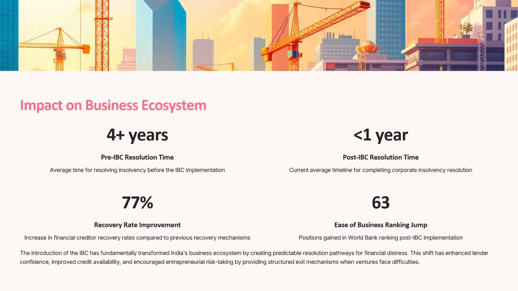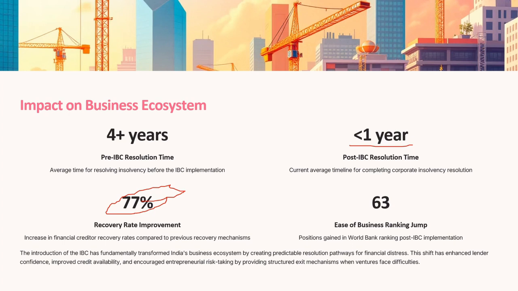And what is the impact on the business ecosystem of this IBC? Before IBC resolution, the process time was 4+ years. So the average time for resolving insolvency before the IBC implementation was 4+ years. But after the IBC resolution, time has gone down to less than 1 year. So the current average timeline for completing the corporate insolvency process is less than 1 year, and it has increased the recovery rate by 77%. See this.